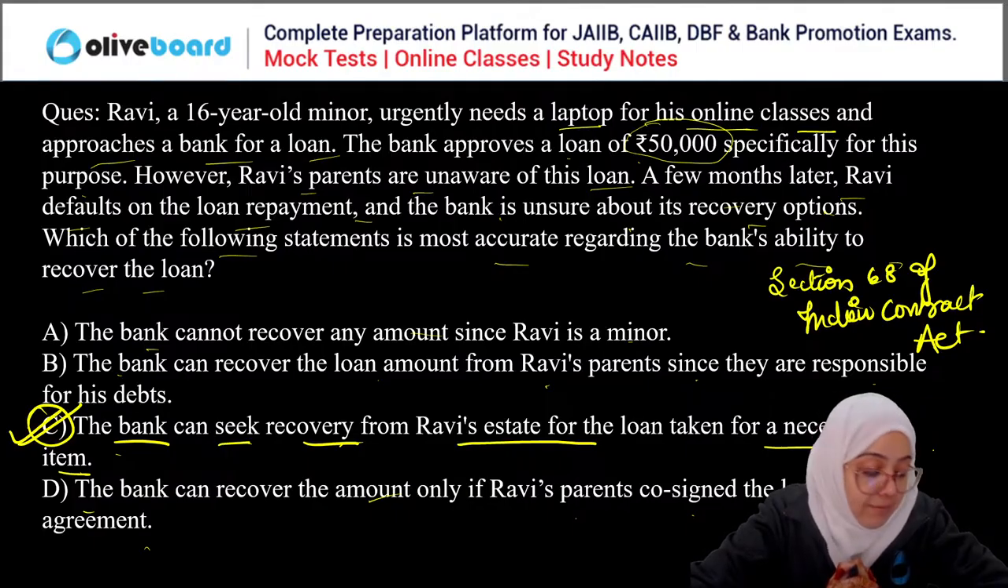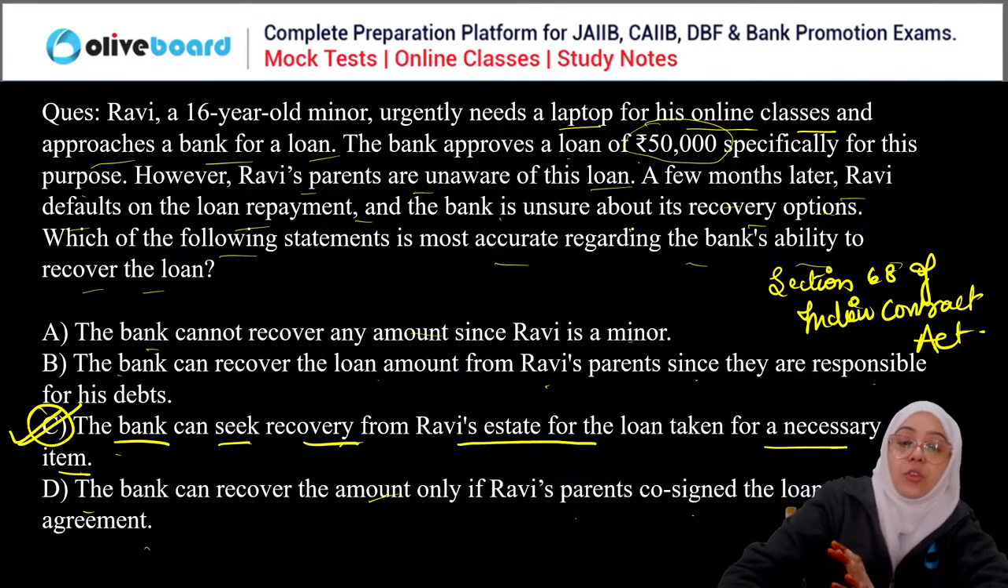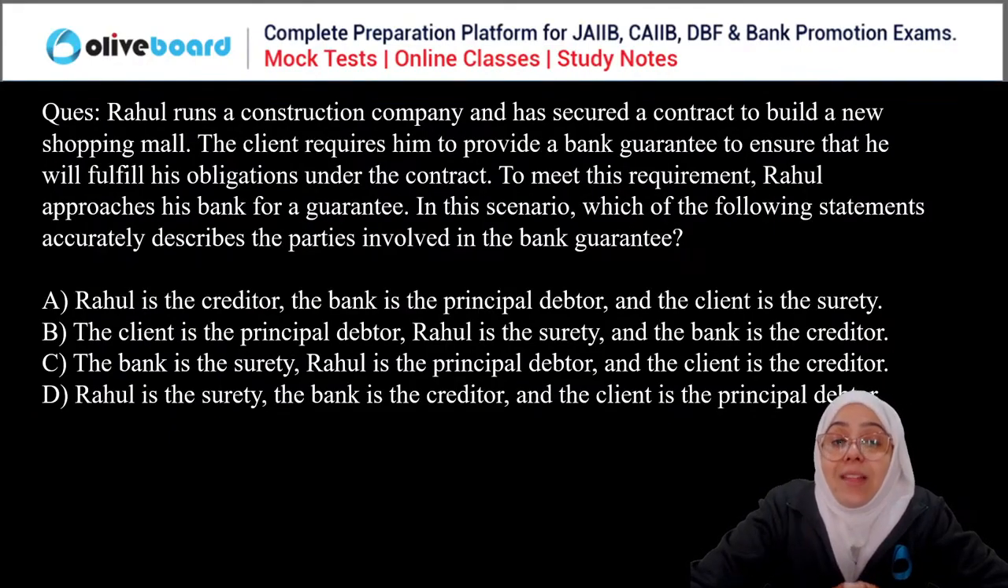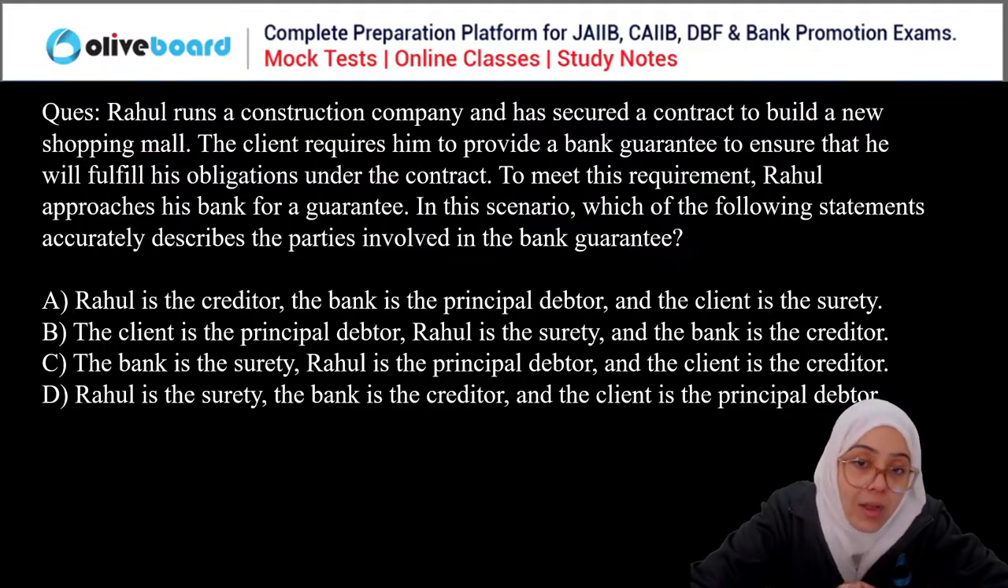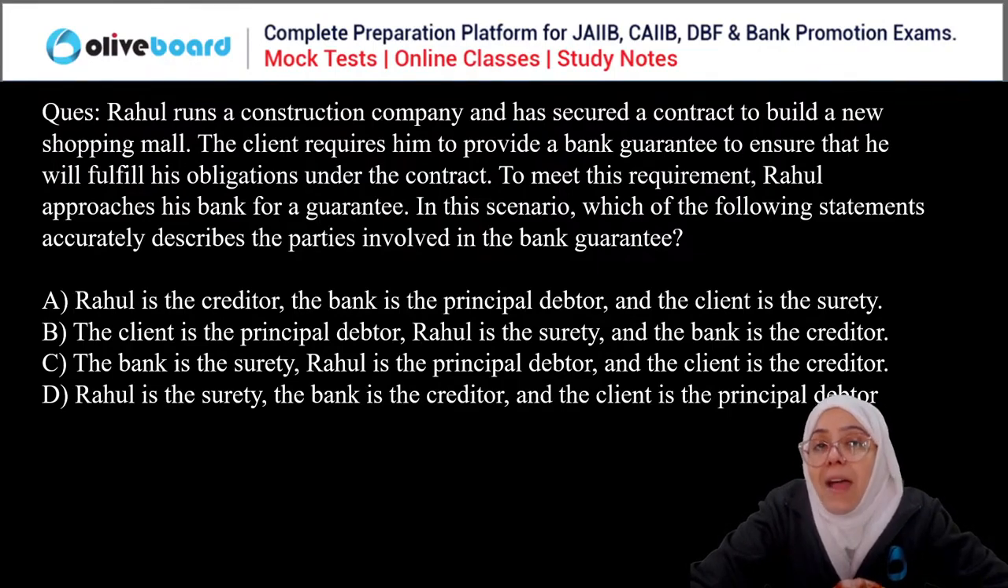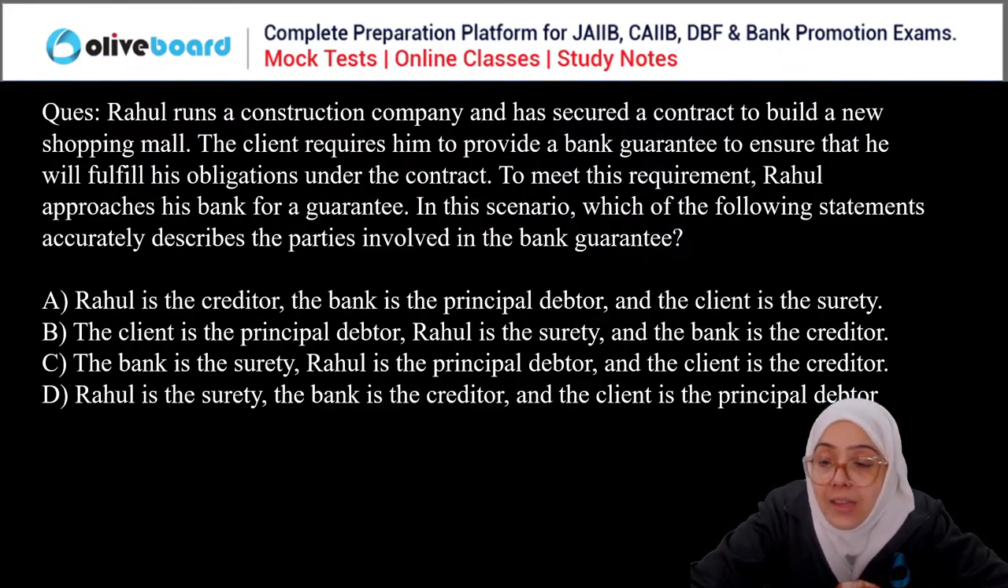Done everyone? Yes? Okay, next question. Rahul runs a construction company and has secured a contract to build a shopping mall. The client requires him to provide a bank guarantee to ensure that he will fulfill his obligation under the contract. To meet this requirement, Rahul approaches his bank for a guarantee. In this scenario, which of the following statements accurately describes the parties involved in the bank guarantee?